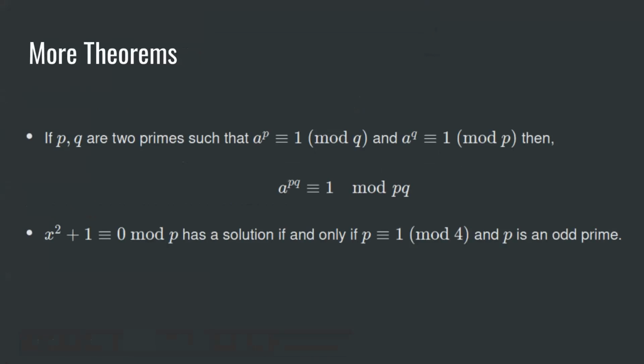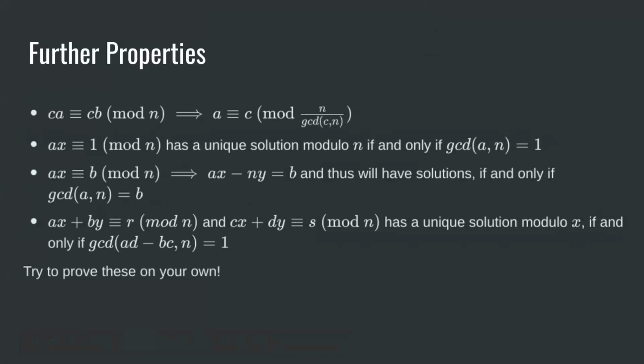These are some more theorems that you can look up later. I guess you can try to prove them yourselves later. Also, you can look up proofs. They're moderately easy. These are some properties relating to modular arithmetic, which I guess you can go through once.